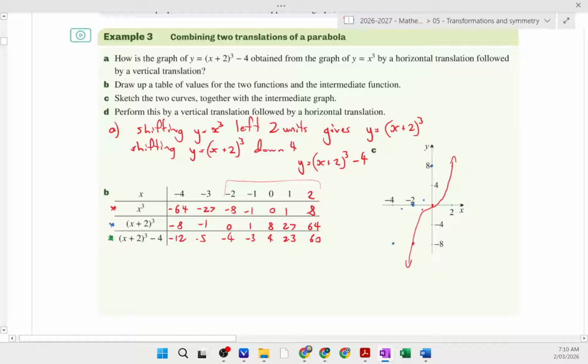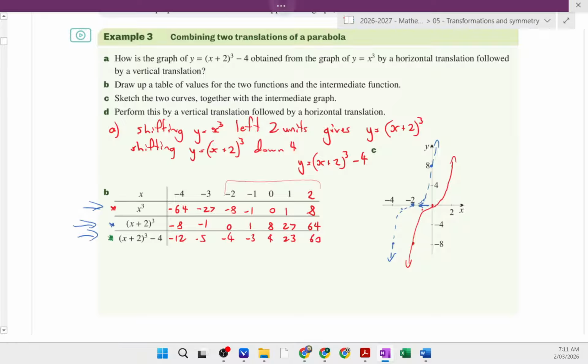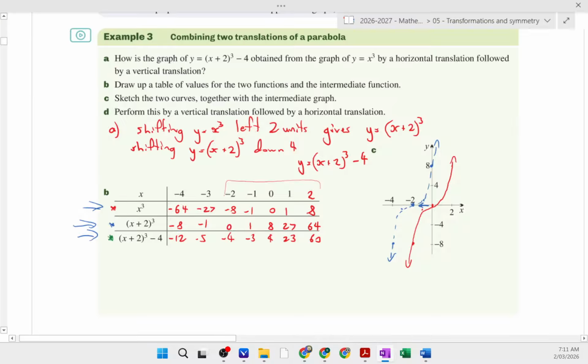Now, this is our intermediate one. It's not the final one. We had the original equation, which is our x cubed, and then the one with the 2 translations. So this is technically our intermediate, so we'll make it a dotted line. We moved it across to the left 2 units, and the next one, we're going to move it down 4 units.